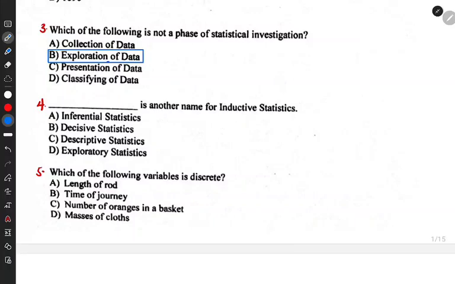Question number 4. Dash is another name for inductive statistics. A. Inferential statistics. B. Decisive. C. Descriptive. And D. Exploratory statistics. So inductive statistics means it's a study that we can use to make a conclusion based on a small part. So we call that inferential statistics, making reference to a data set by using some part of it to reach a conclusion about the whole. So let's take note of that.